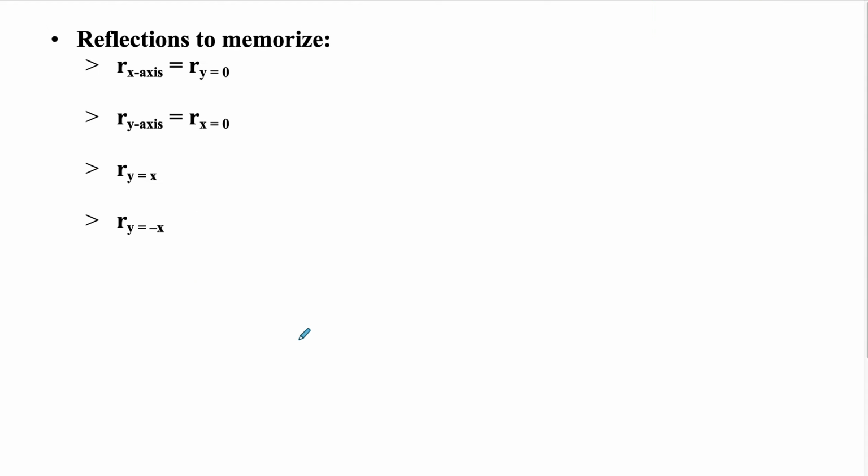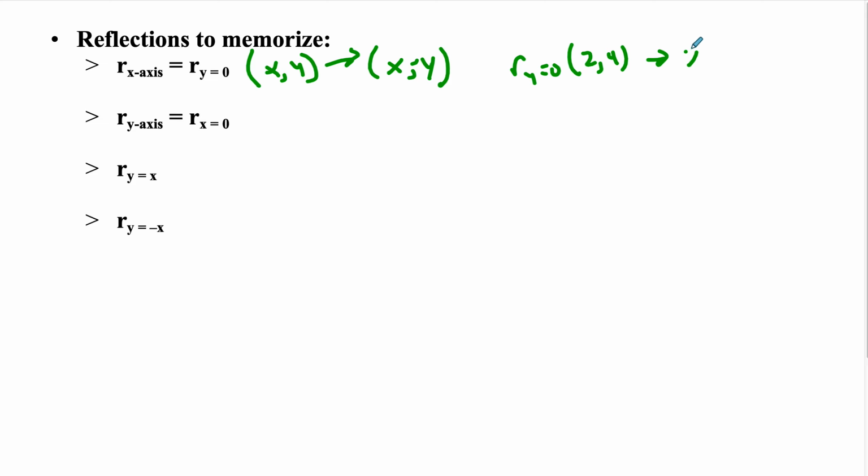So there are some reflections that you're going to need to memorize the formulas for. Those in particular are reflecting over the x-axis, the y-axis, y equals x, and y equals opposite x. So here are the formulas. For y equals 0, which is also known as the x-axis, when we reflect over the x-axis, it's going to be x and then opposite y. So for instance, if we reflect the point (2, 4) over the line y equals 0, the x value will stay the same, so it'll be 2, and the y value becomes the opposite.